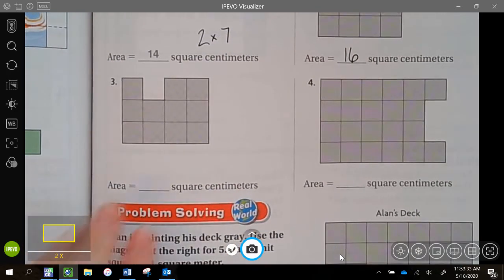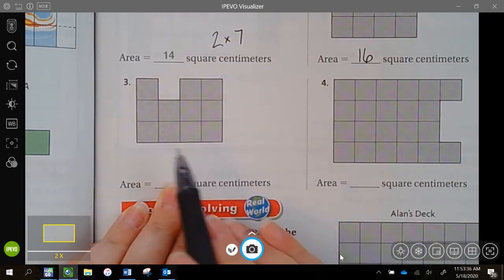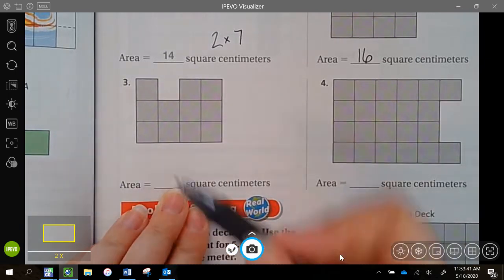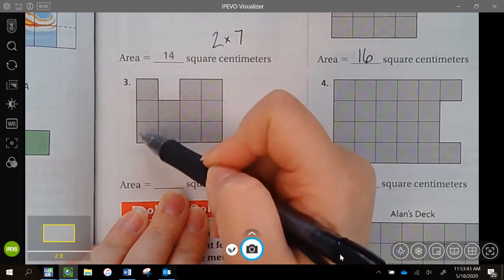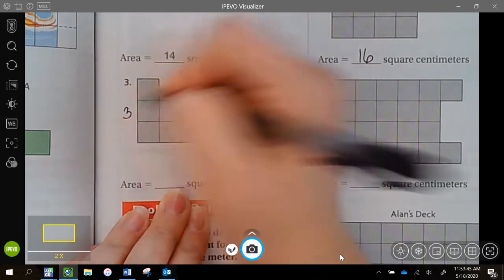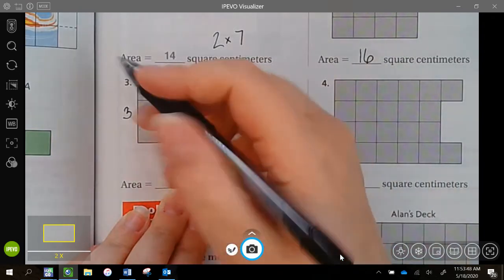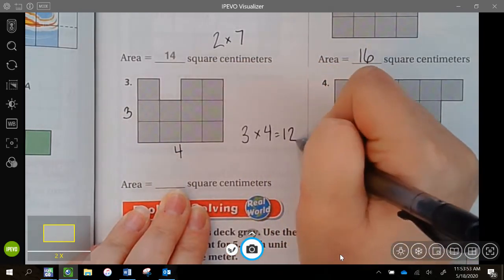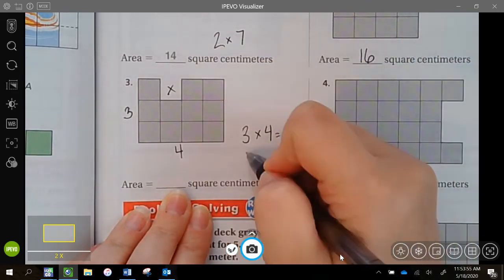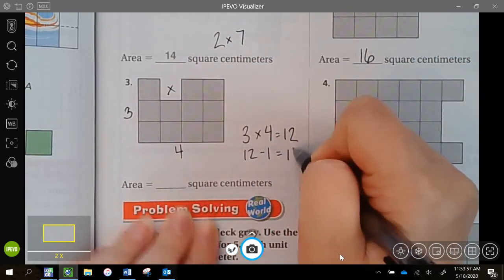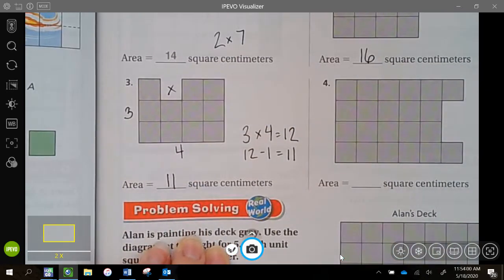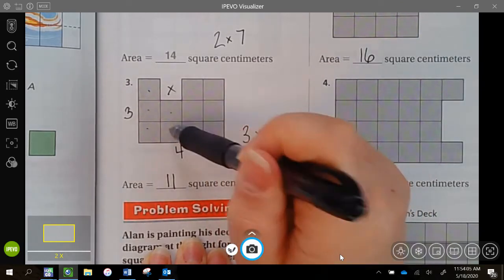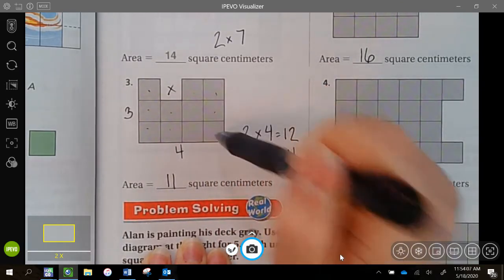Now, if we wanted to try the area using multiplication here, we would have to subtract this square. So let's try it out. We would have 1, 2, 3, and at the bottom, 1, 2, 3, 4. And we know that 3 times 4 equals 12. But we have to take this one out. So 12 minus 1 gives us 11 square centimeters. Let's double check our work. 1, 2, 3, 4, 5, 6, 7, 8, 9, 10, 11.